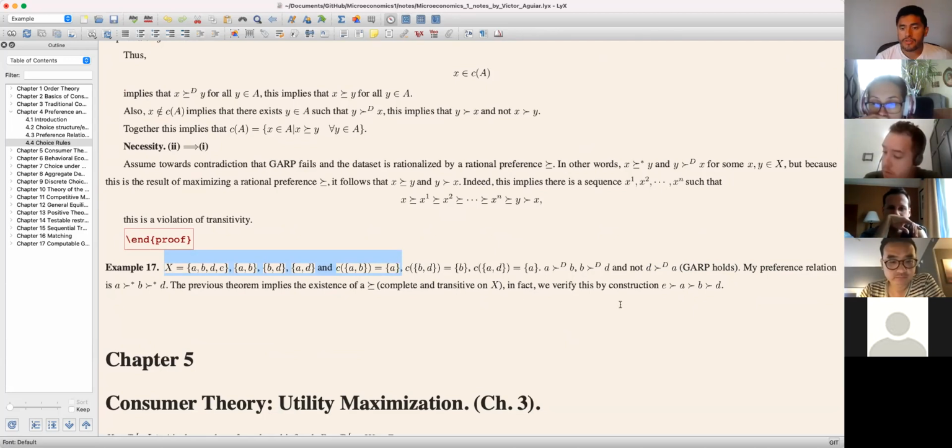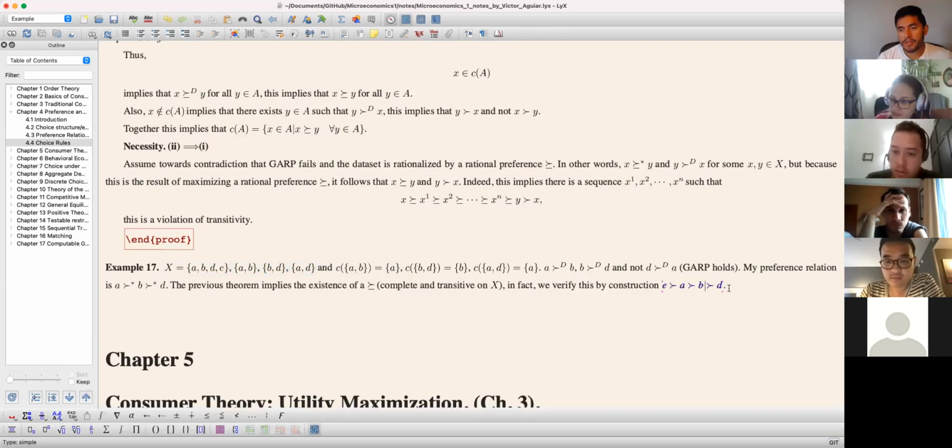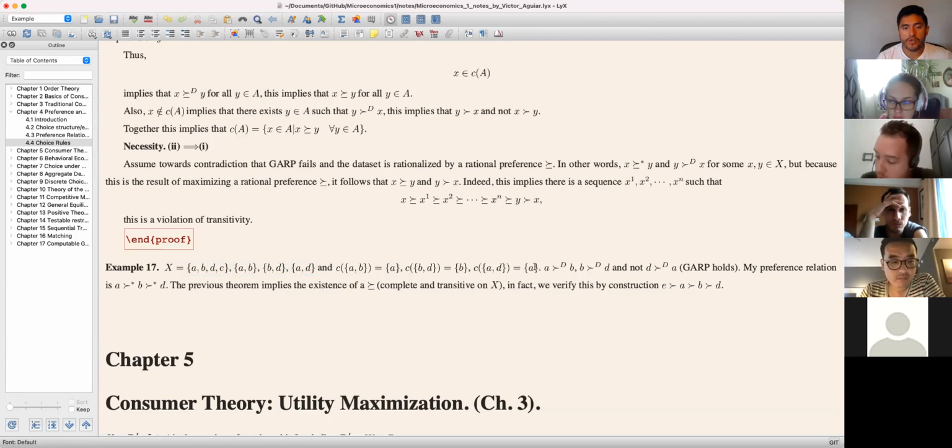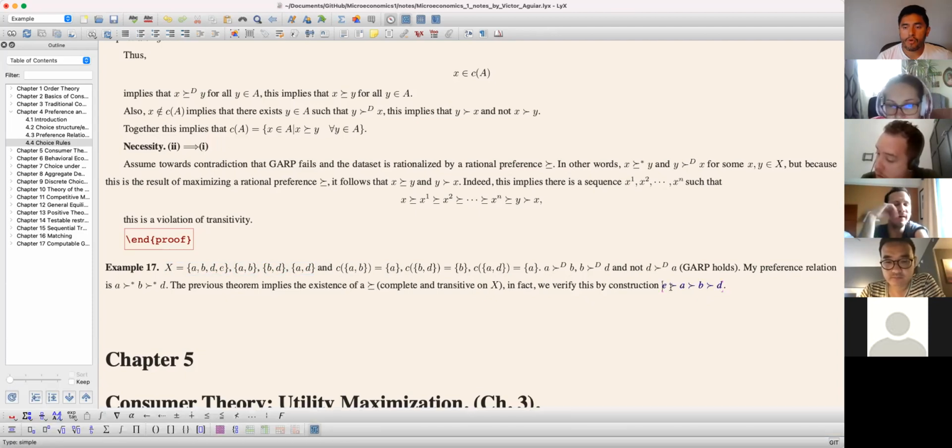Obviously the answer is yes, and we can verify it by a construction such that E is preferred to A, A is preferred to B, and B is preferred to D. As you can imagine, E is not present in any of these menus, so E can be positioned in any place. But you can nevertheless generate a complete and transitive relation that generates the data.